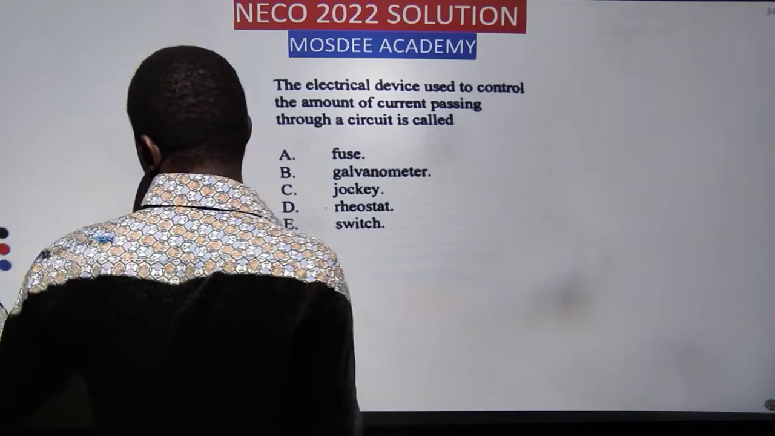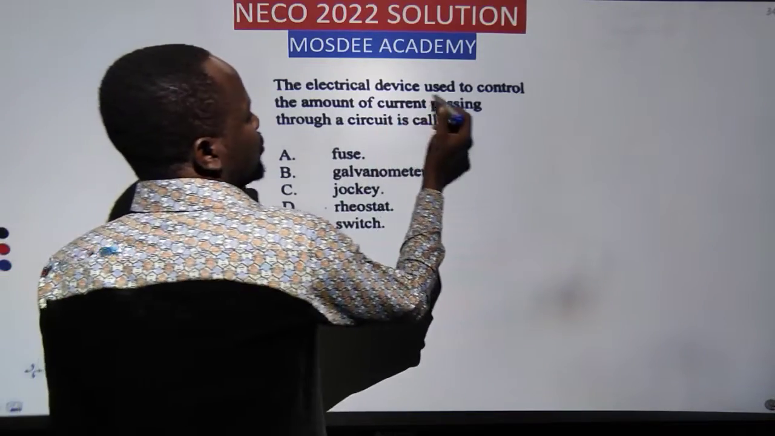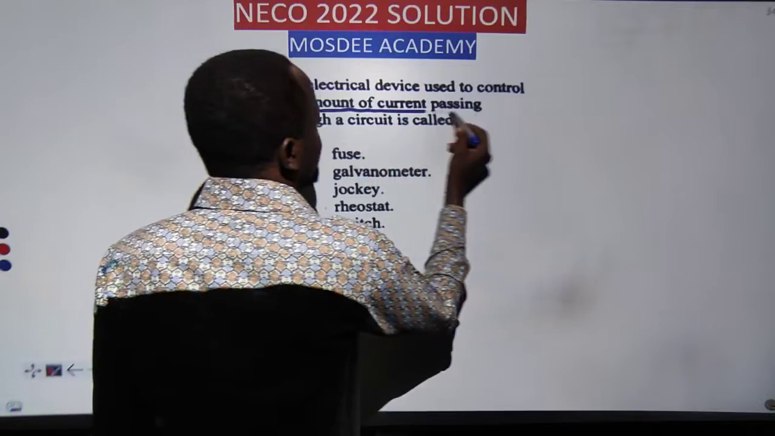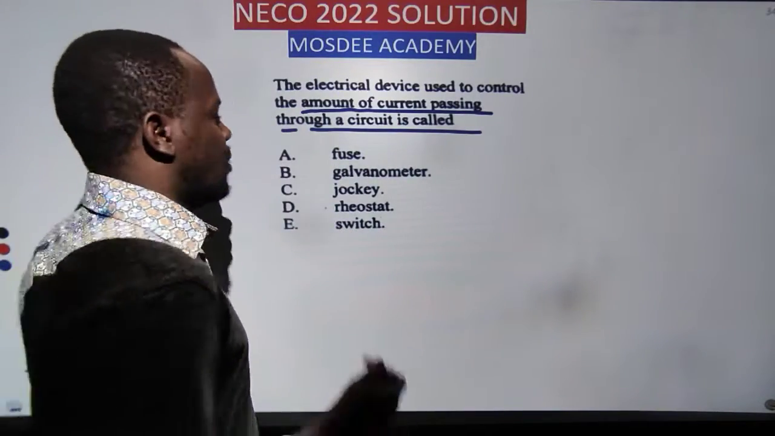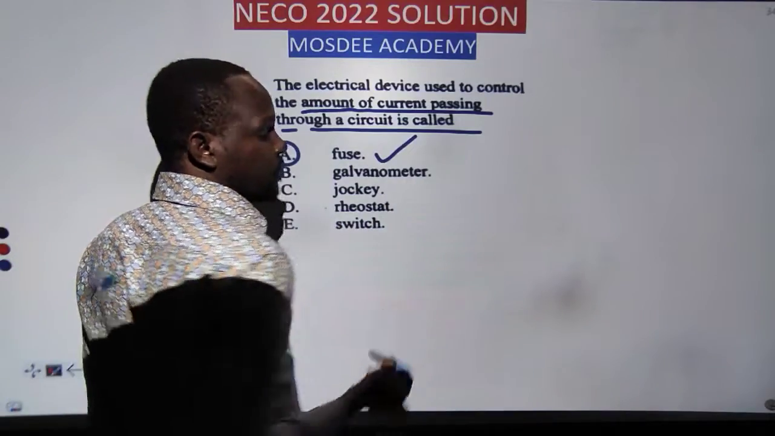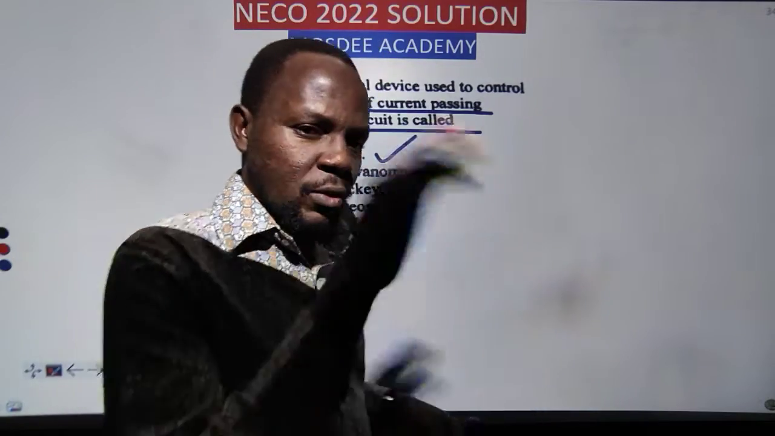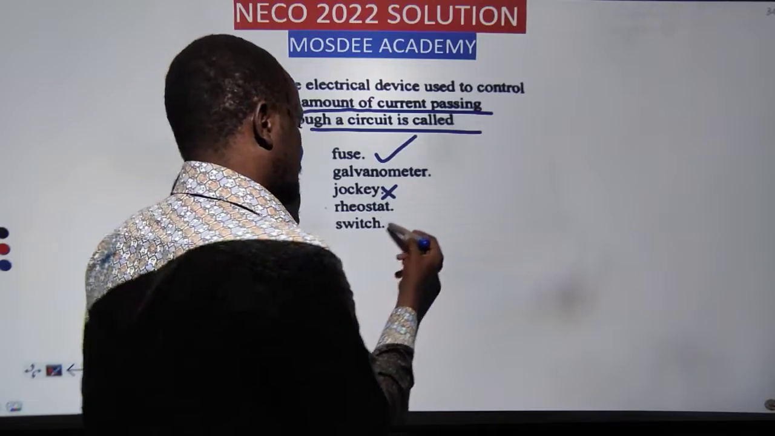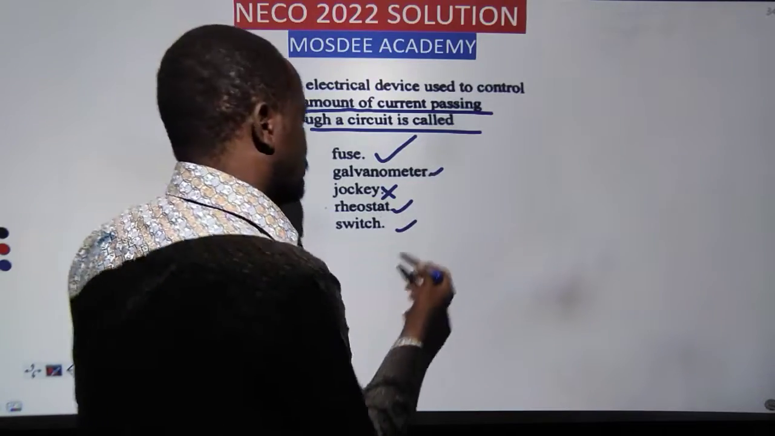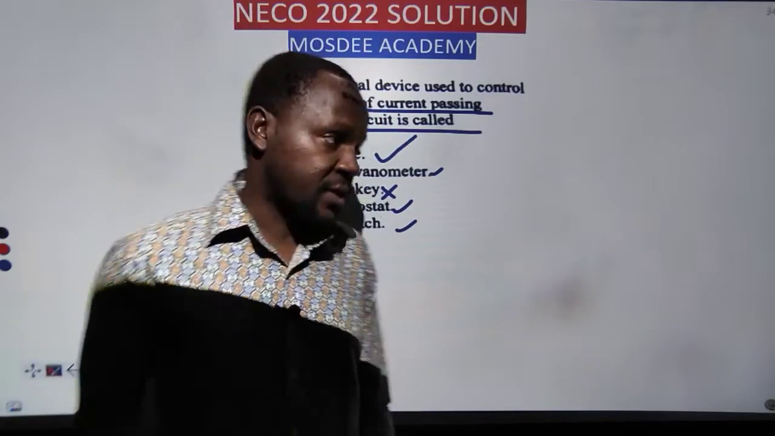The electrical device used to control the amount of current passing through a circuit is dash. Now, the answer is fuse. Everybody knows a fuse. A fuse is a wire of low melting point that is connected to the live part of the electrical device, that breaks when a high current is flowing. The others also control current, but not in a circuit. Next question.